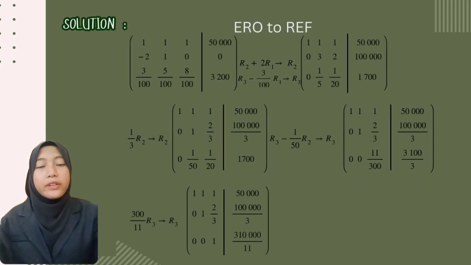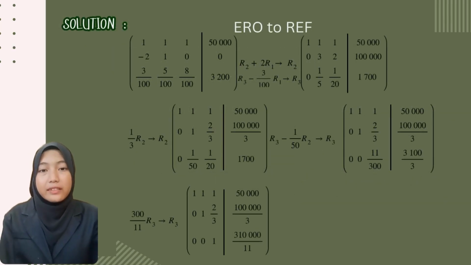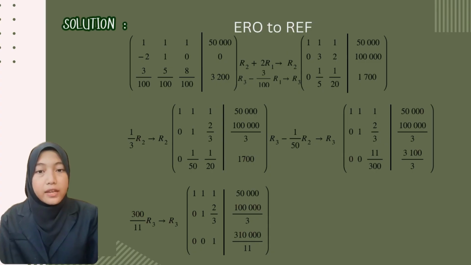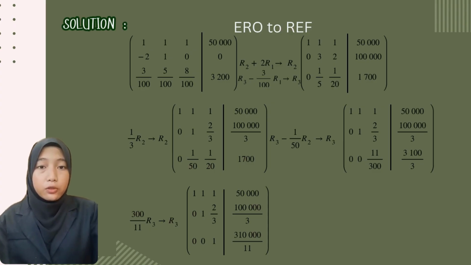Next, we need to perform the elementary row operations on that matrix until we get a row echelon matrix. The first step is to create the leading one at the first entry of row 1, which is already in place. Next, we need to zero out all the entries below this leading one. Firstly, we multiply the first row by 2 and add it to the second row. Next, multiply the first row by negative 3 over 100 and add it to the third row.